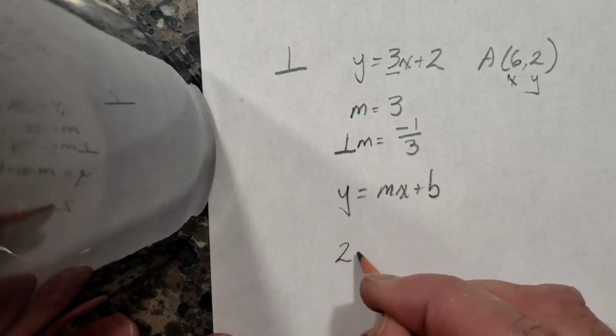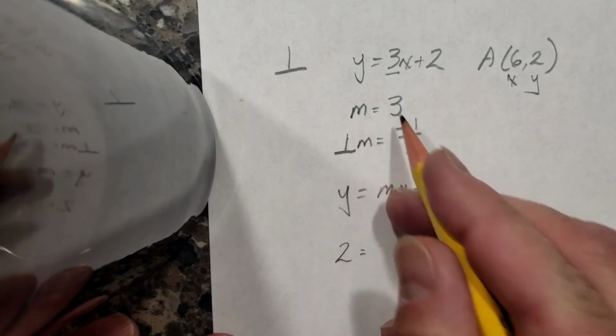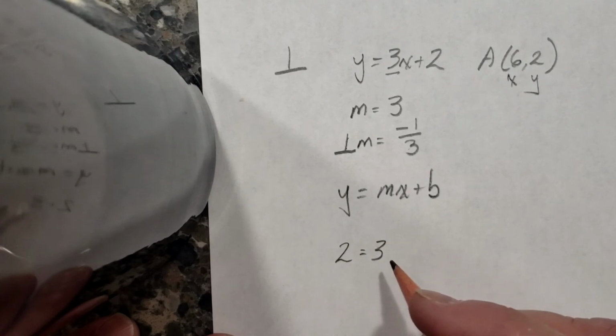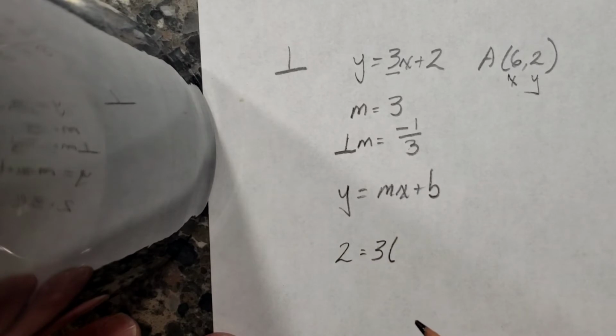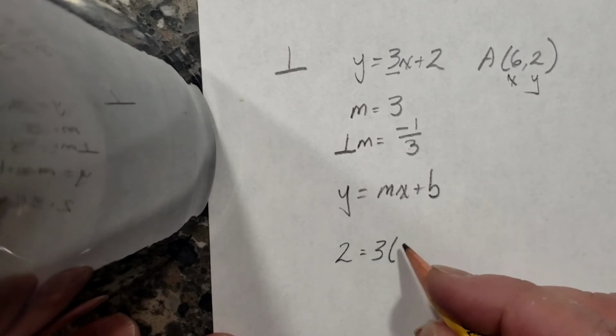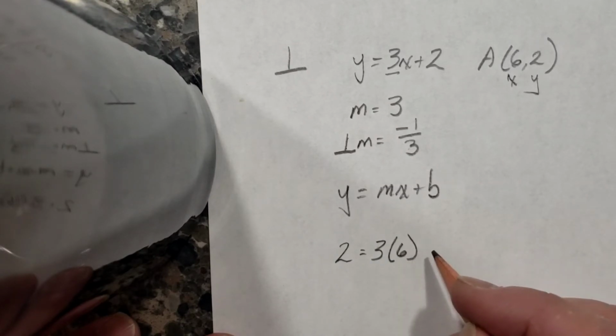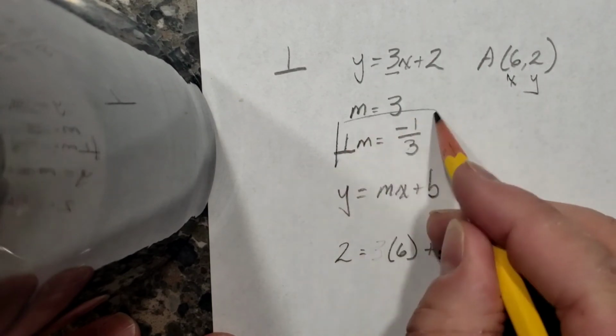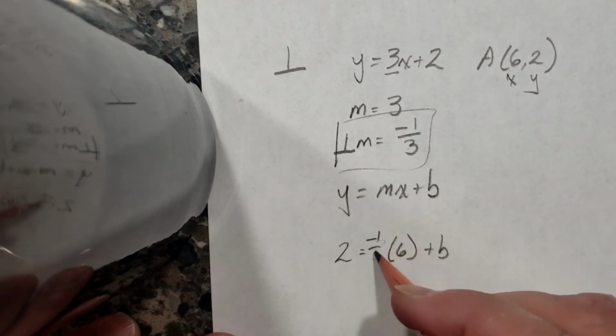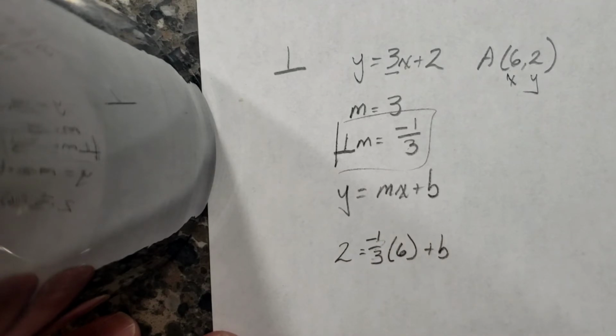So 2 equals 3 times 6 plus b. Nope, check that, not 3. I'm using the wrong slope here. We want the perpendicular slope, negative 1/3. All right, count up my mistakes at the end.